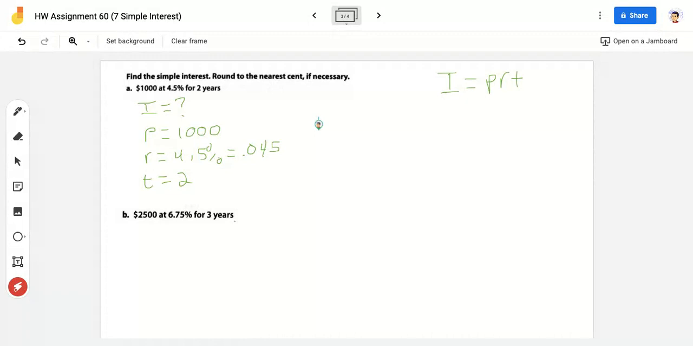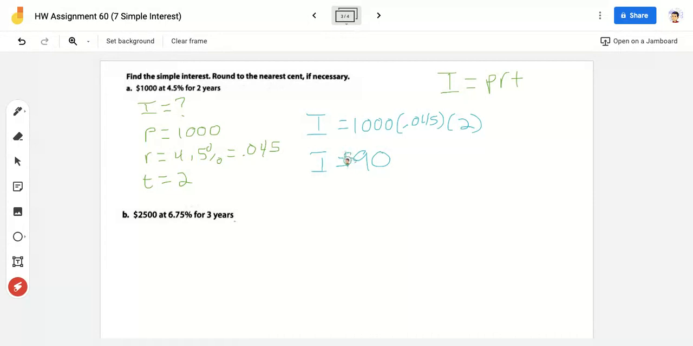So our interest is going to be our principal times our rate, which is 0.045, times our time, which is 2 years. And we can break out our calculator, and we're just going to multiply all of this together. 1,000 times 0.045 times 2. Sorry, I said 0.45. It should be 0.045. So watch out as a possible mistake that could be made. And the interest is going to be equal to $90.